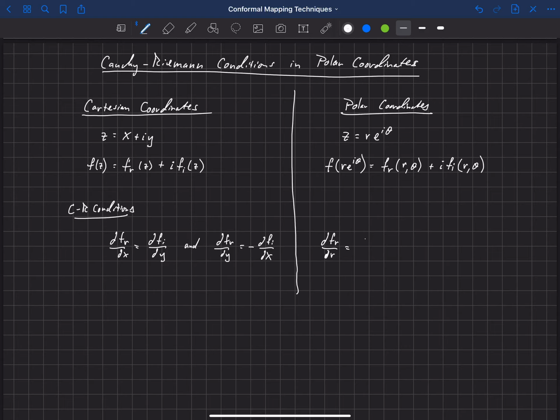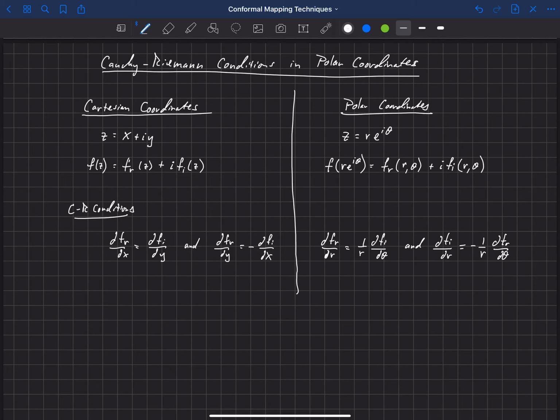has to be equal to 1 over r, the partial of the imaginary component with respect to theta, and that the partial of the imaginary with respect to r must be equal to negative 1 over r times the partial of the real with respect to theta.